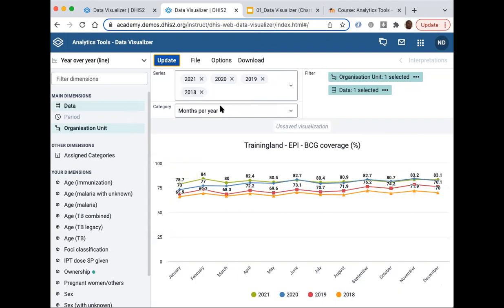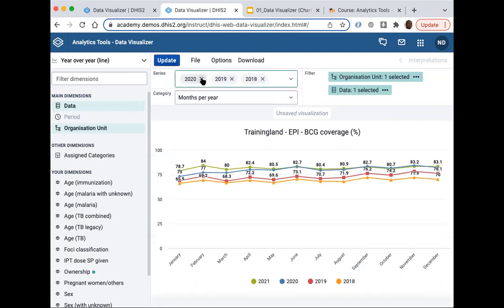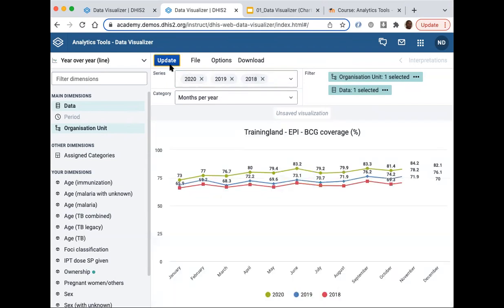Let me reduce the years and put maybe only 2018, removing 2021, to look at those three, and update. Again, this is really interesting in terms of being able to look at this kind of analysis. And again, I've said it is very key for disease surveillance and for monitoring programs, like which year were we at our highest, which year were we doing badly. But because this data is made up, it does not pull it out very well.